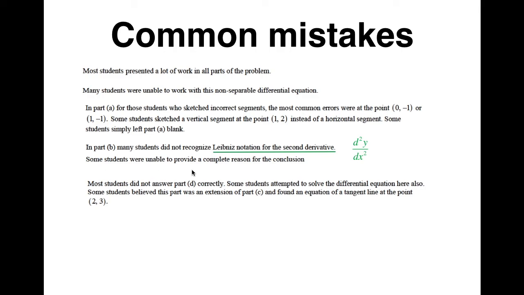Some students were unable to provide a complete reason for the conclusion, and then most students did not answer part D correctly. Some students attempted to solve the differential equation here also, just like student C. Most students believed this part was an extension of part C and found an equation of a tangent line at the point 2, 3.